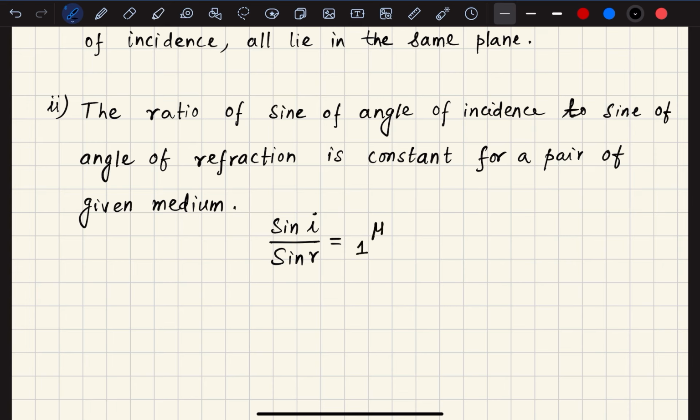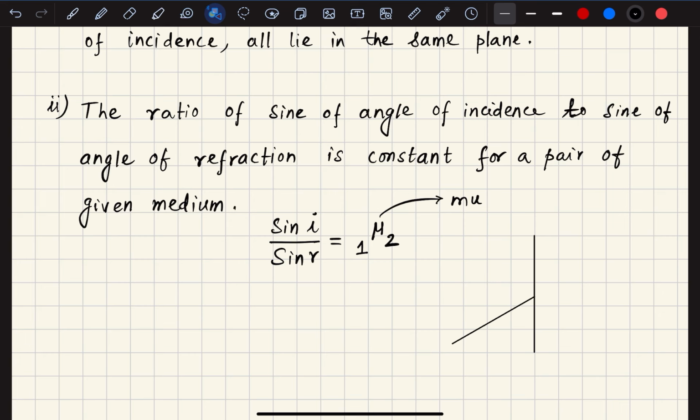This symbol, I'll explain it to you completely. This symbol is named mu. You just pronounce it mu. Sometimes it is said as mew. I'll say mu. That is okay for us, right? So this 1 to 2 means medium 1 to medium 2. I'll explain the complete stuff to you, so there is no confusion at all.